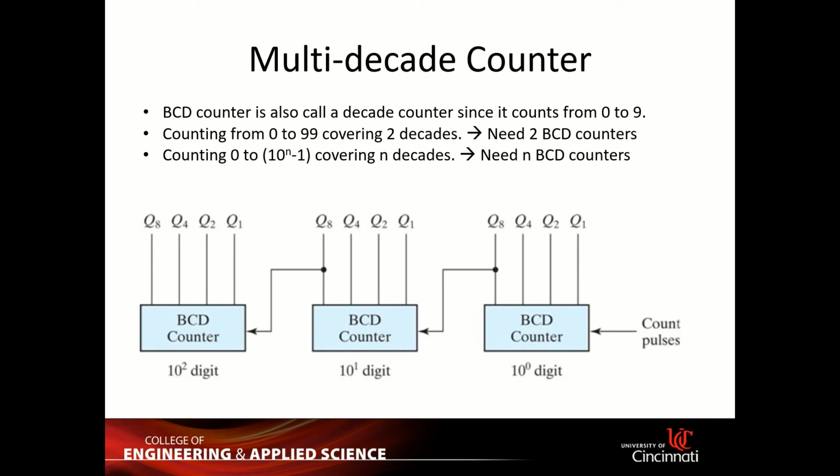If you want to count from 0 to 10 to the n minus 1, it will cover n number of decades. So you need n number of BCD binary counters. Here is an example of a 3 decades counter. So you can construct a multiple decade counter by using multiple BCD counters.